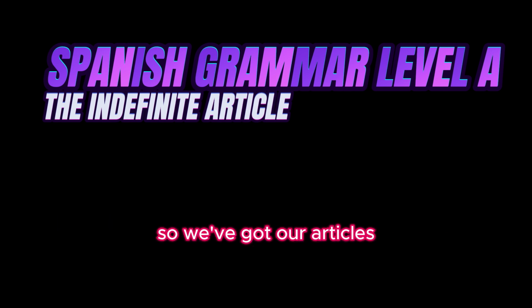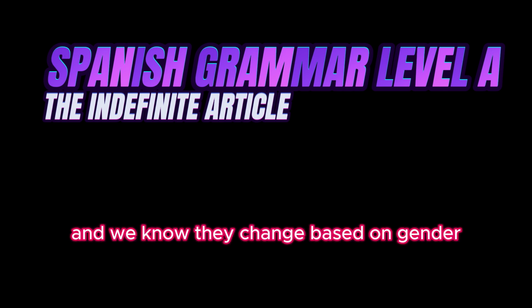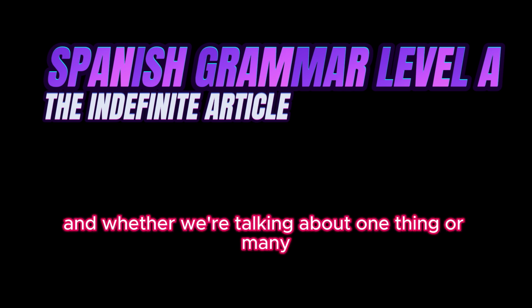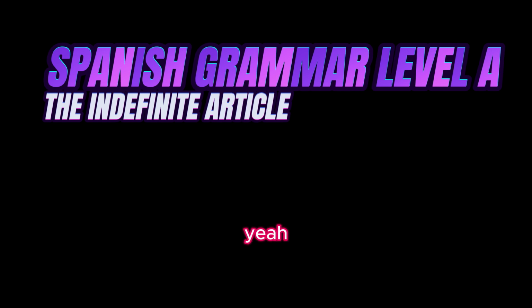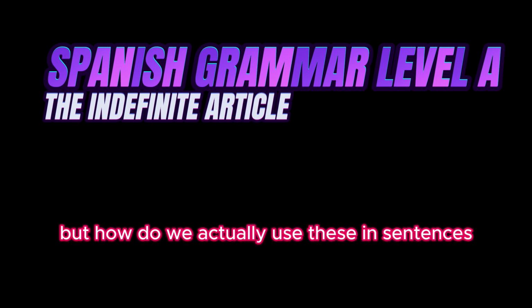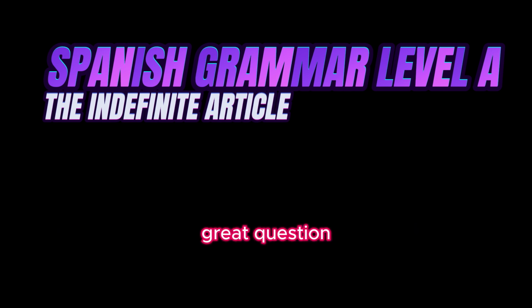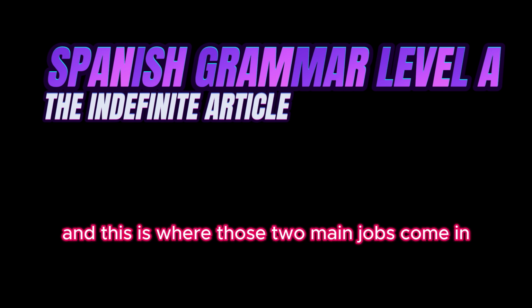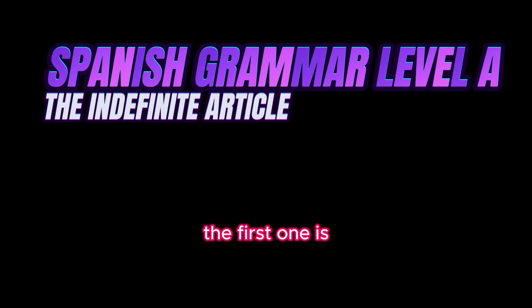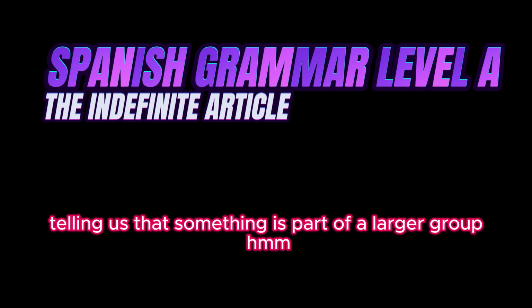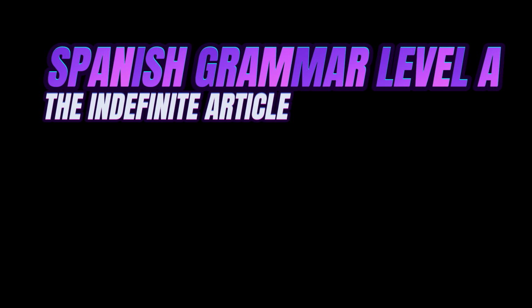So we've got our articles: un, una, unos, unas. And we know they change based on gender and whether we're talking about one thing or many. Yeah. But how do we actually use these in sentences? Great question. And this is where those two main jobs come in. The first one is telling us that something is part of a larger group. Can you give me an example?